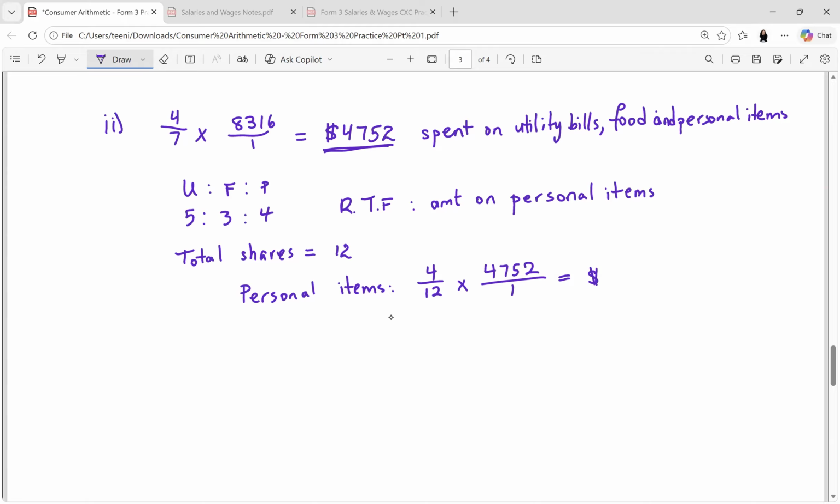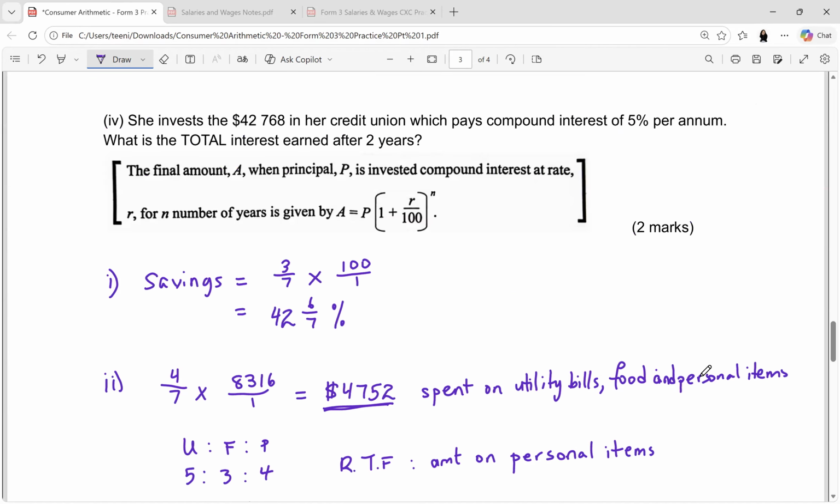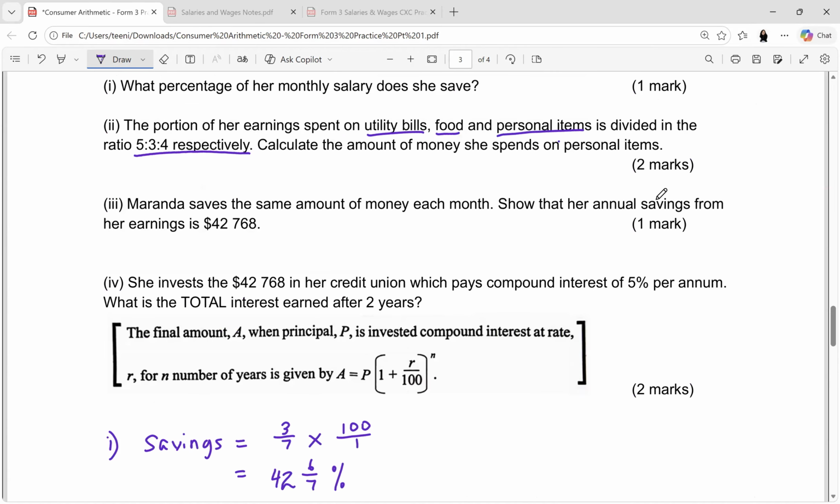I got 1,584. Did you get that? Did you get this? Yeah, perfect. So that's the answer, and that's for 2 marks.